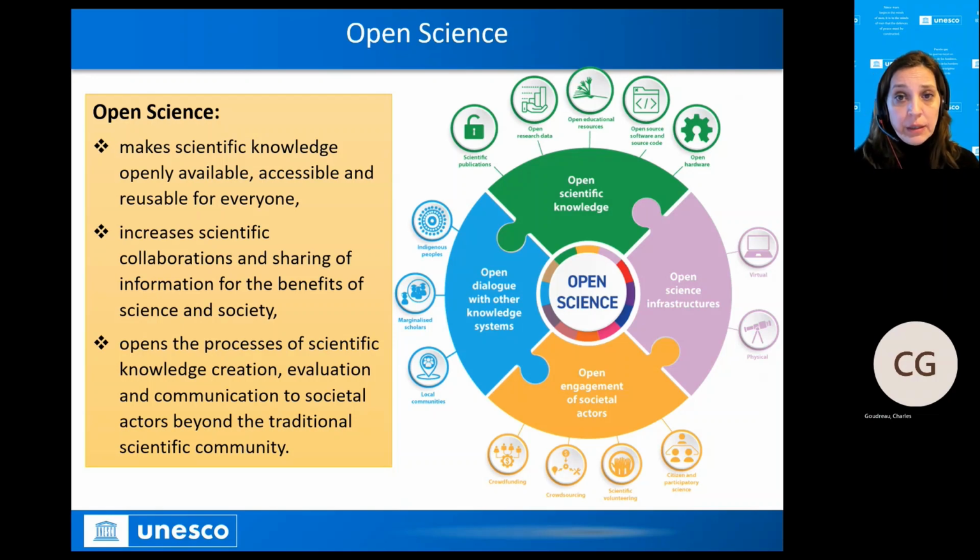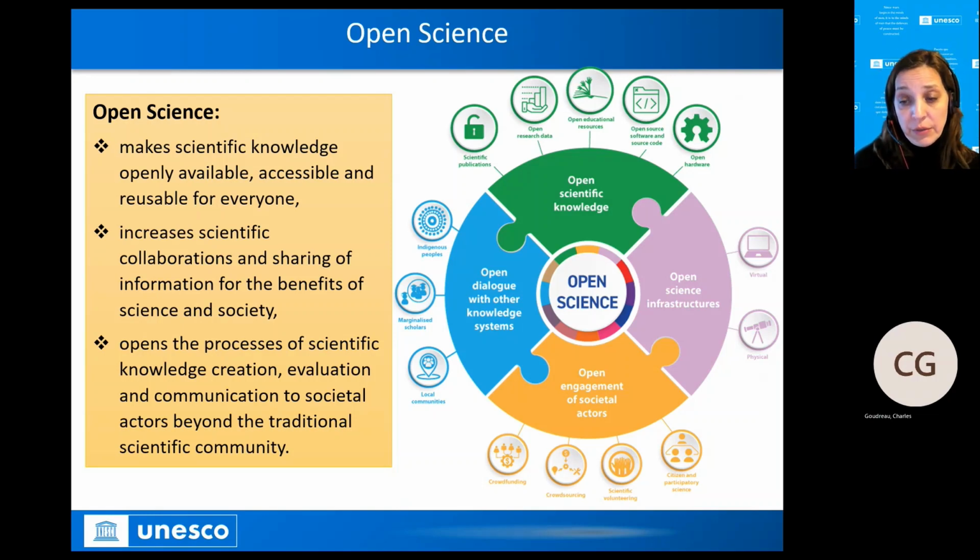More specifically, the member states and everybody who was involved in the creation of the recommendation agreed on a very broad overview of open science in terms of its different elements. So the key pillars of open science as defined in the UNESCO recommendation are, first, open scientific knowledge, where we talk about open access to scientific publications, open research data, open educational resources, open hardware, open source software, and source code.